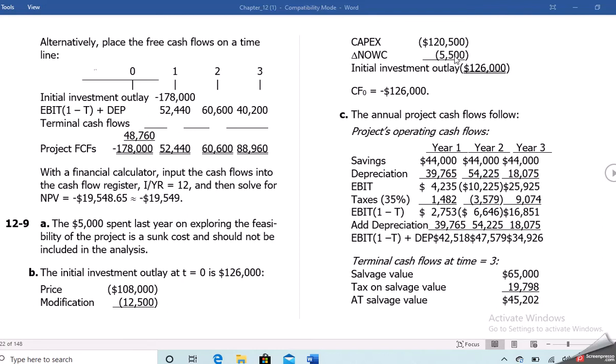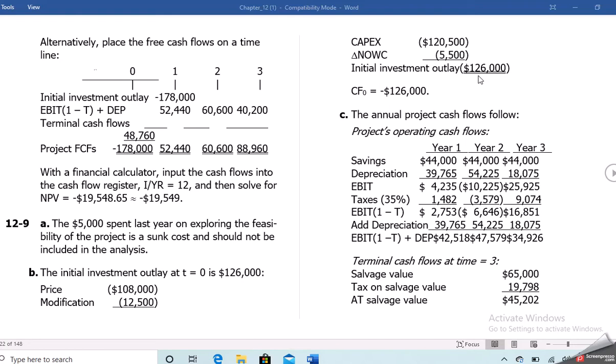And then there's our change in net working capital. It tells us there's another $5,500 increase, which would be our increased inventory less our payables, because we know our net working capital is our change in our current assets less our change in our current liabilities. So this is how much we'd have to spend on day 1. Our cash flow for year 0 is going to be negative $126,000.